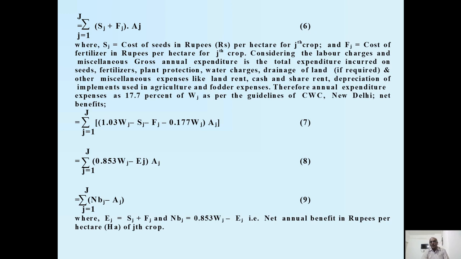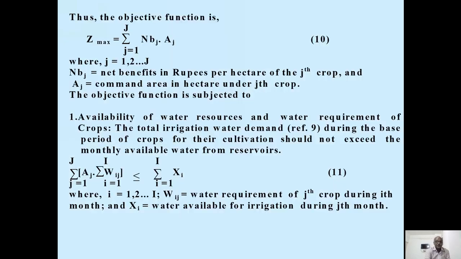So therefore, the annual benefits in rupees per hectare under the jth crop will be equal to NBJ, that is the maximization objective function. So summation of NBJ, that is net benefit of the jth crop, into area under the jth crop, where J is equal to 1 to 18 crops we have considered here. NBJ is equal to net benefits in rupees per hectare of the jth crop, and AJ is the command area in hectares under the jth crop.